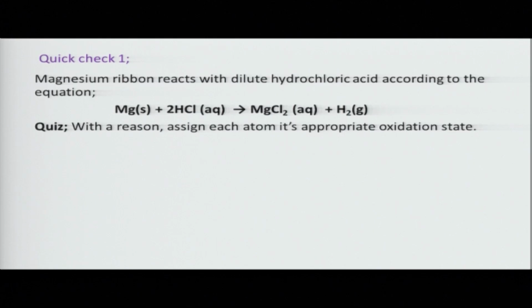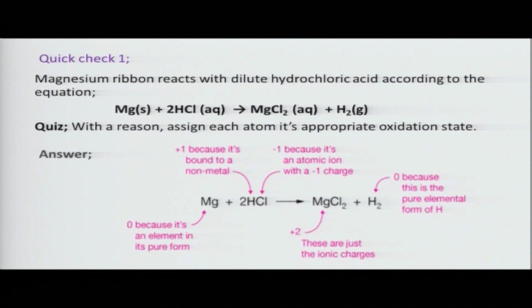All right, I hope you've obtained the answer. Now, let's compare with the answer I have. What do you notice? Magnesium is given a 0 because it is in elemental state, it is in the pure form.